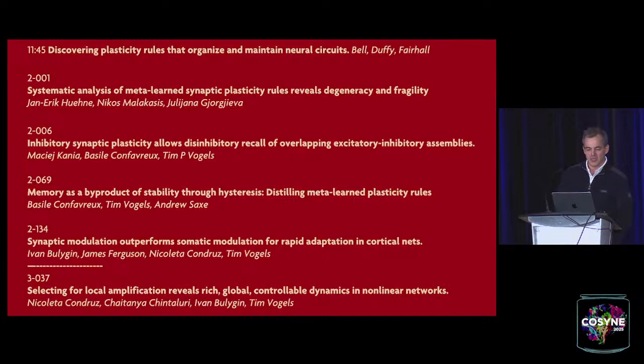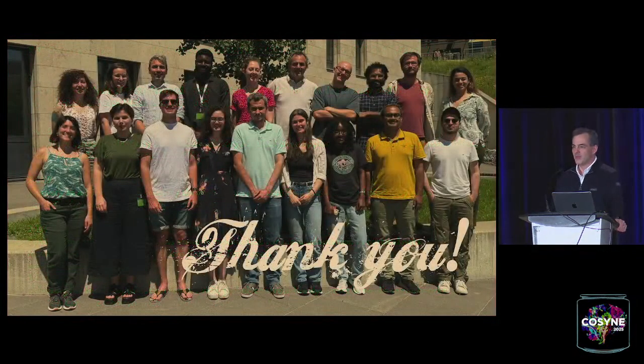I already mentioned Juliana's talk, poster, and these two other posters were somewhere in there too. Memory as a byproduct of stability by Basile, and synaptic modulation outperforms synaptic modulation by Ivan, as well as inhibitory synaptic plasticity learning by Maciek, and then finally selecting for local amplification by my graduate student Nicoletta. Oh, and there's a talk by Adrienne Fairhall's lab right after this that's also using SBI, so stay tuned for that. And with that, thank you very much for your time, and I'm happy to answer any questions.